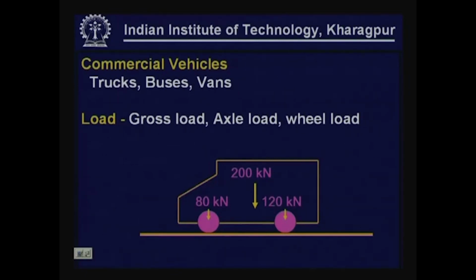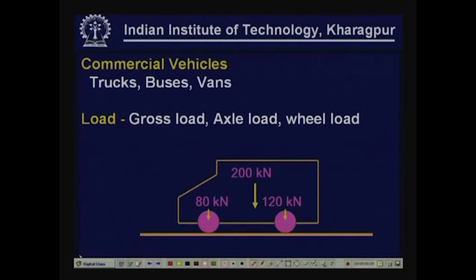For example, in this case, if you consider a gross load of 200 kilonewtons, that as you can see is transmitted, this vehicle has got 2 axles and this is distributed over these 2 axles. Let us assume the first front axle carries about 80 kilonewton load, and the rear axle obviously carries the remaining load, that is 120 kilonewtons. Now, gross load is 200 kilonewton, front axle load is 80 kilonewton, rear axle load is 120 kilonewton.